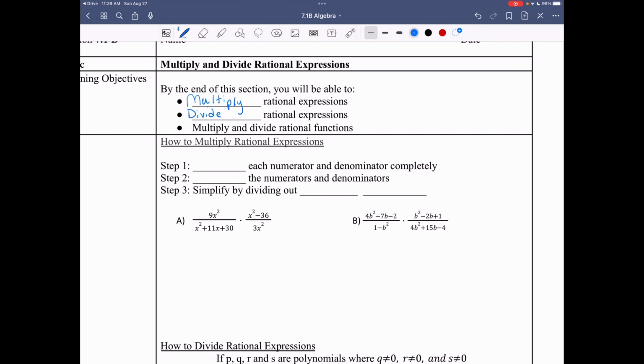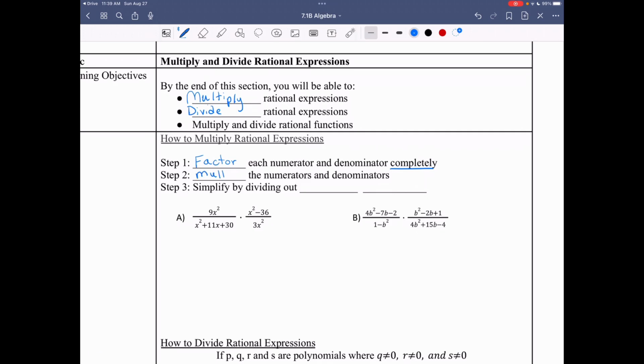The step 1 for multiplying rational expressions is to factor each numerator and denominator completely. And that's why in our last class we were simplifying by factoring, because that makes your multiplication a little bit easier. So we want to do this completely. Then you're going to multiply the numerators and denominators, and you will simplify by dividing out common factors.